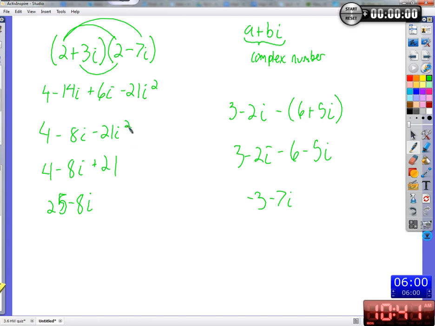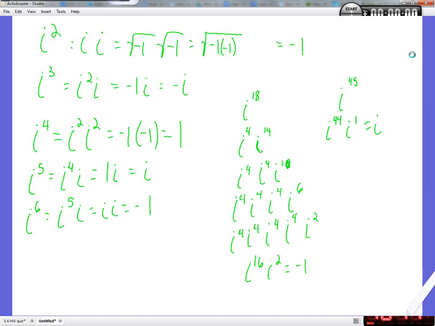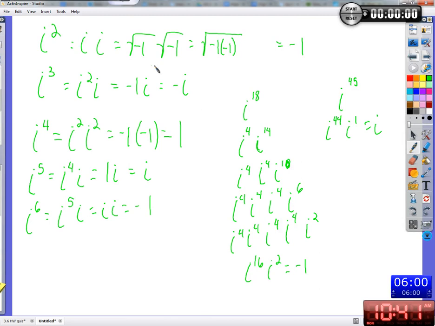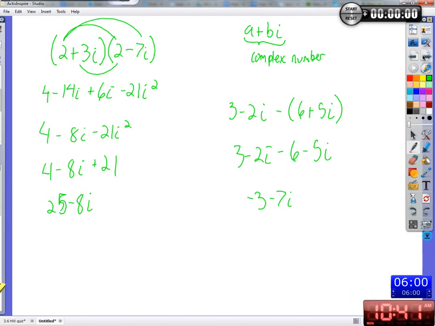i squared is negative 1. i squared is negative 1. Right, okay. So what we have here is negative 21 times i squared. Negative 21 times negative 1 is positive.